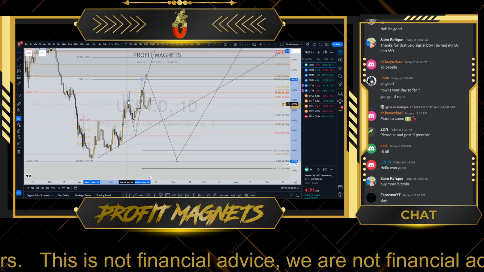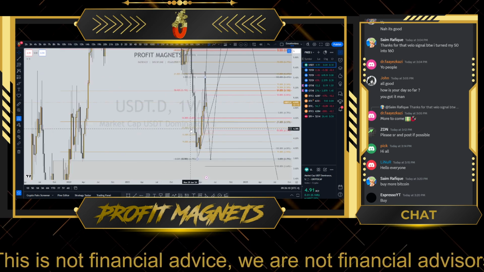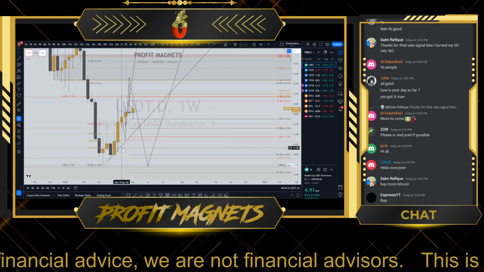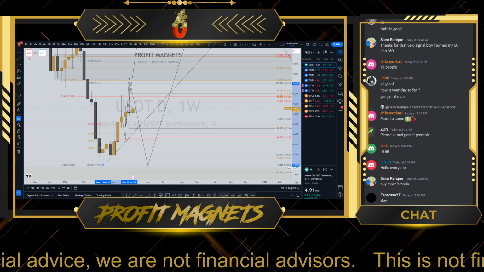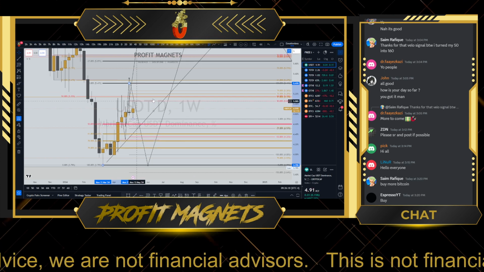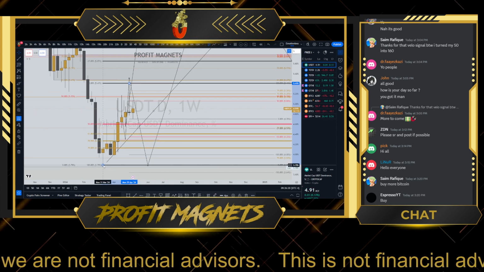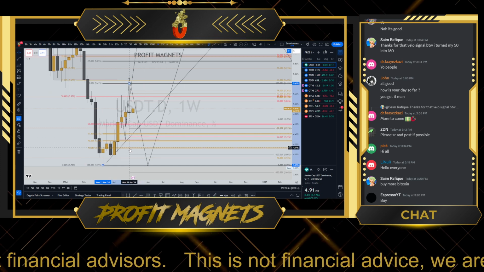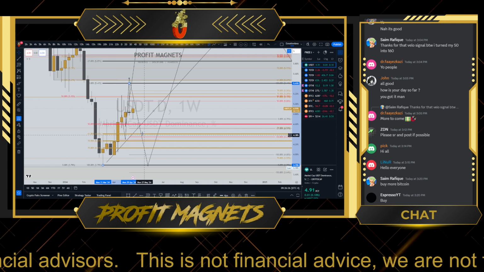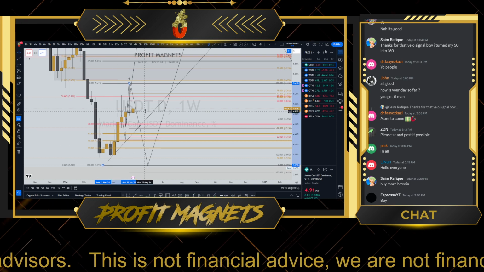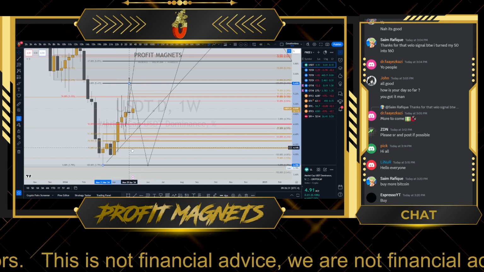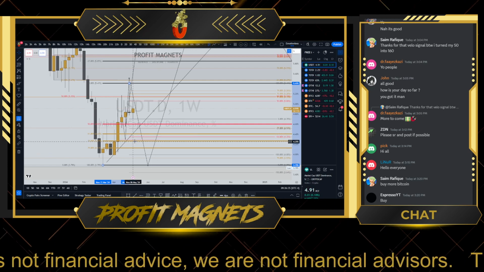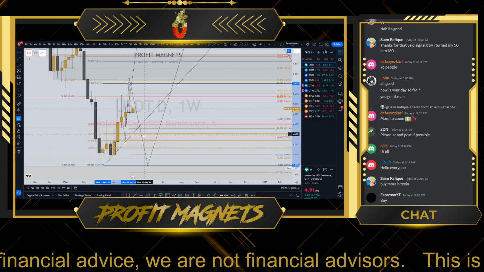But at the same time, if I go on the weekly, you're going to see a little bit better that we have not retraced into this Fibonacci right here, which I'm going to highlight a little bit better for you guys, just so that you guys can see it. But from this low right here to this high, we have not yet retraced into this area. Okay, and of course, the USDT dominance retracing into this area will imply that Bitcoin and the rest of the altcoins are going to push to the upside.